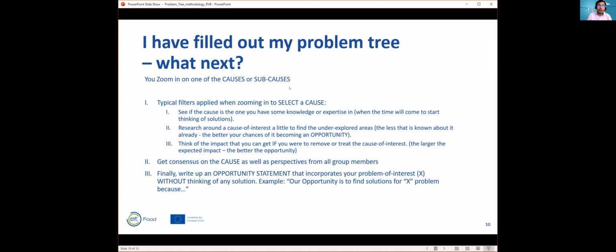And what are you going to do for that, right? So I'm giving you some filters to apply, some tips in which you can find a cause that is interesting and use that cause to say that that's going to be the problem you're going to work in. So the three things you could do is see, first of all, if the cause that you have identified is one that you have knowledge or expertise in.